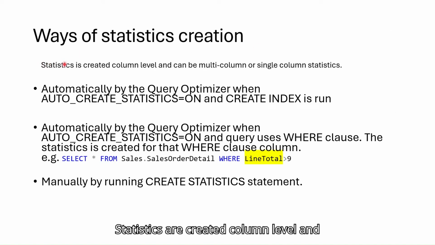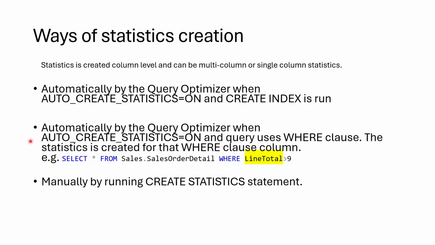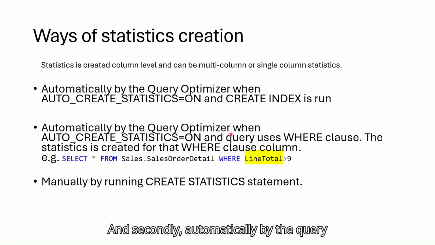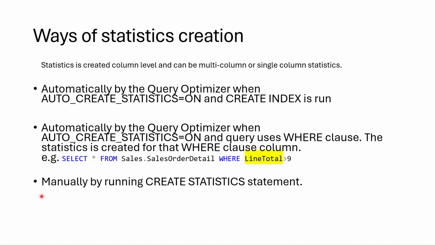Statistics are created at column level and can be multi-column or single-column statistics. Statistics are created in three ways. Automatically by the query optimizer when auto create statistics is on and when you run create index. Secondly, automatically by the query optimizer when auto create statistics is on and a query uses a where clause. And finally, you can also create it manually by running a simple create statistics statement.